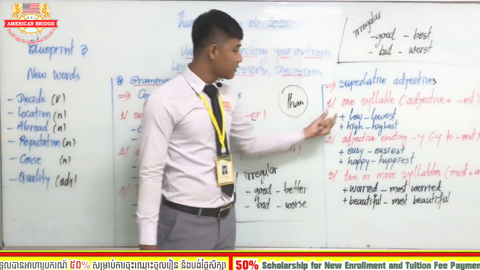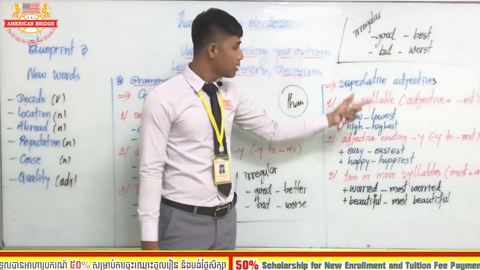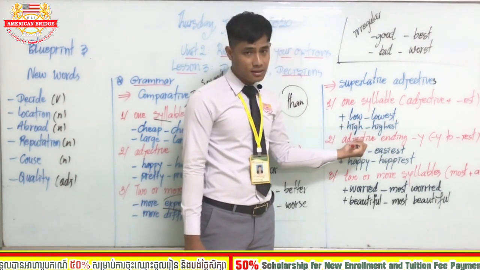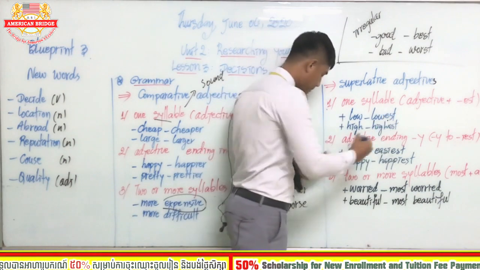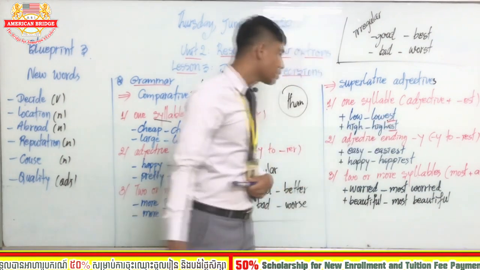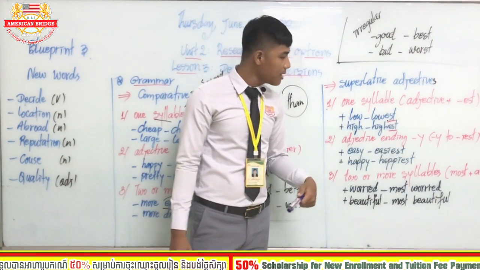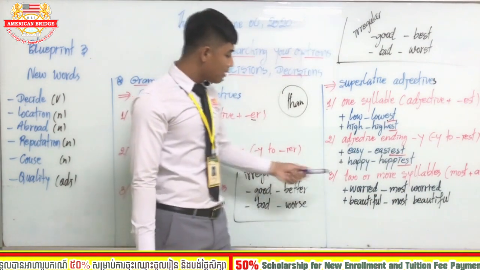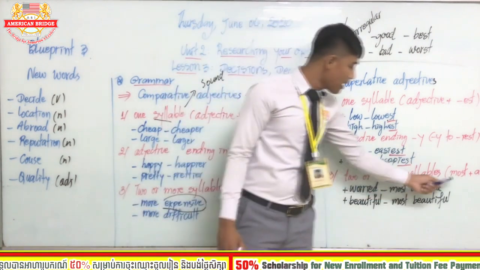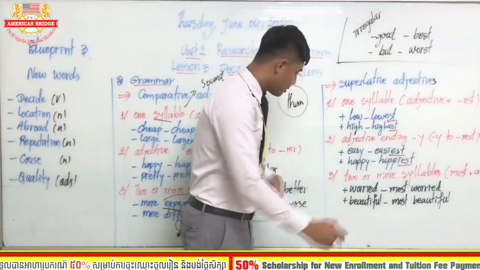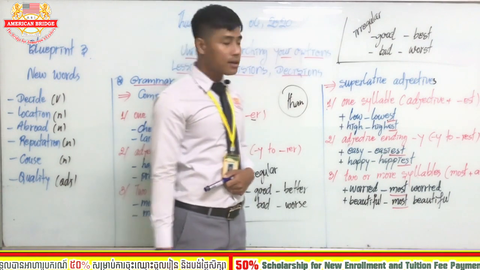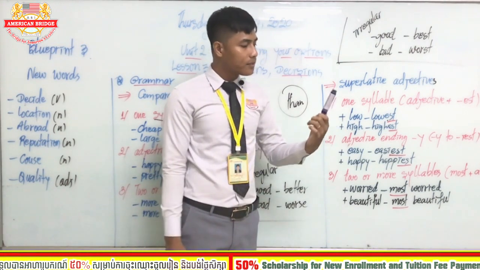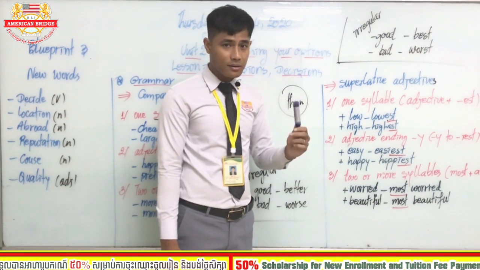Superlative adjective, one syllable: we add est to the adjective. Example, lowest and highest. An adjective ending in y, change y to iest. You can see here, easiest and happiest. Two or more syllables, we add most before the adjective. If we use it in the sentence, we have to add the most, the best. Blue marker is the best. This is how we compare.